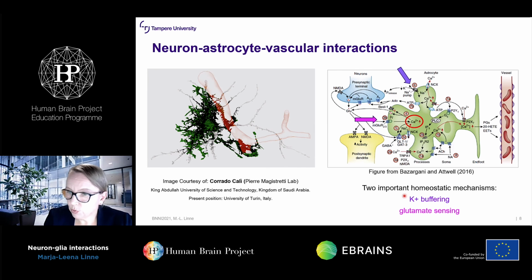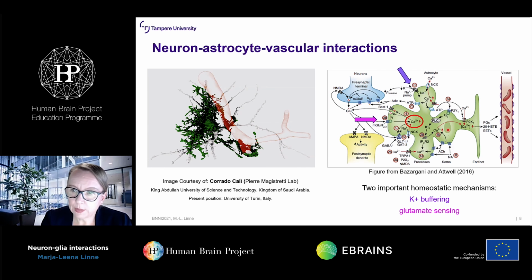And I would like to point out two important homeostatic mechanisms, namely the potassium buffering and the glutamate sensing that I already mentioned. It's very important to take the excessive potassium out of the extracellular space in order not to run the neuronal information transmission into overload, like epilepsy, basically. And it's also important to take extra glutamate from the synaptic cleft and transport it as glutamine to presynaptic terminals so that you always have an extra reservoir of glutamate to be released and a synapse ready for information transmission.